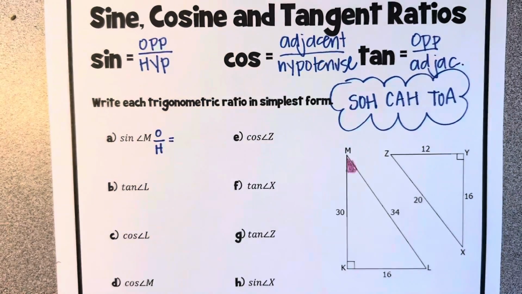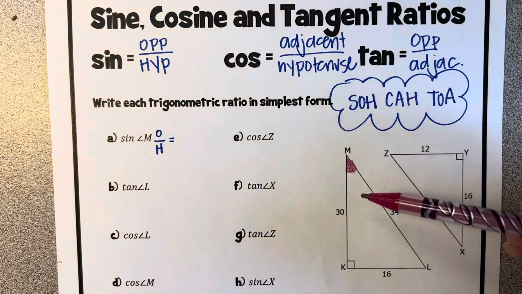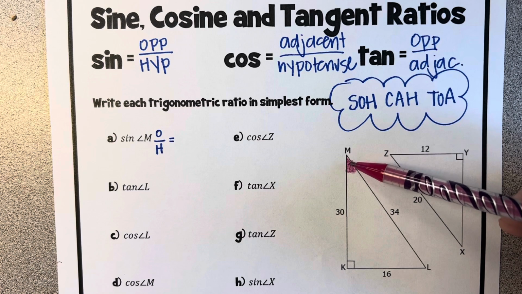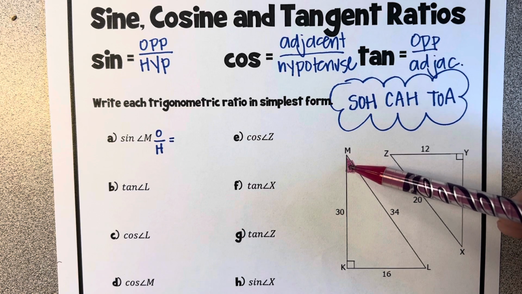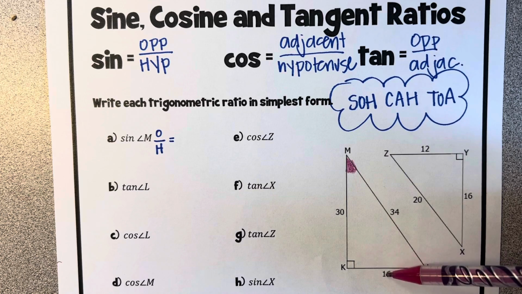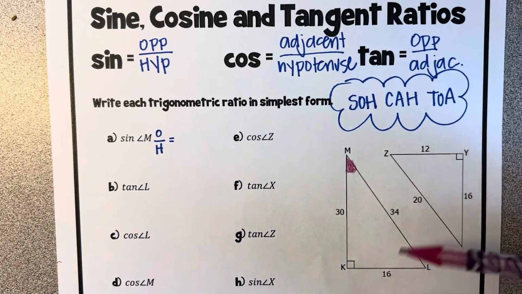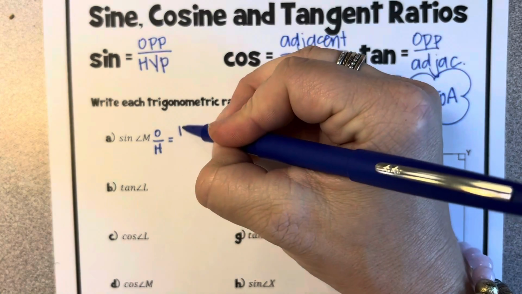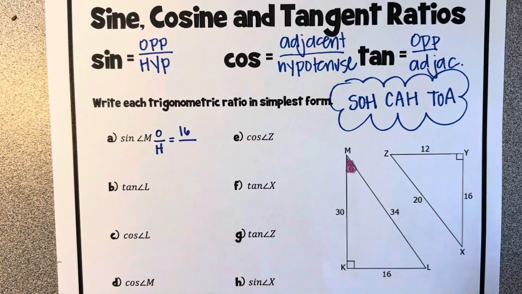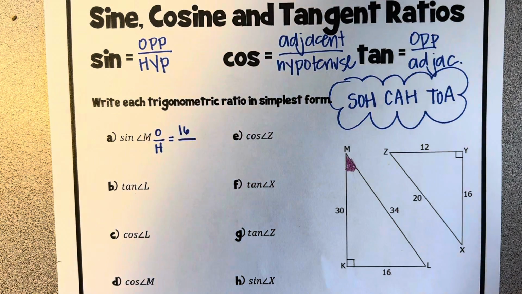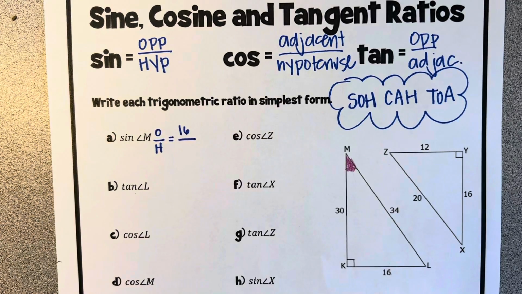over hypotenuse. So if we were standing on angle M, opposite means whatever is directly across, like whatever is directly opposite of the angle. So the side that's opposite of the angle is 16. And then the hypotenuse of the triangle never changes, right? When we have a right triangle, I'll highlight it. The hypotenuse is always the side that is connecting the legs.